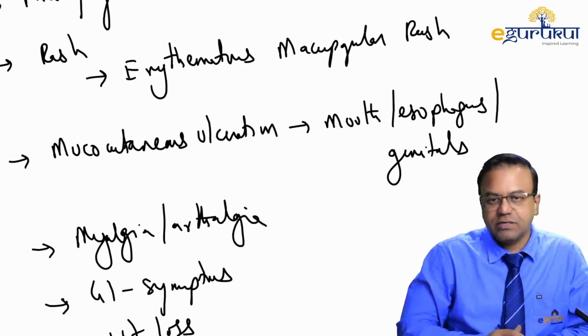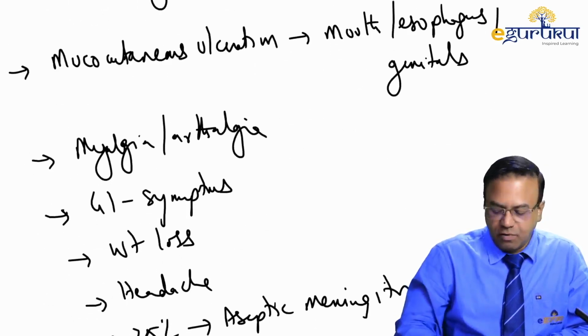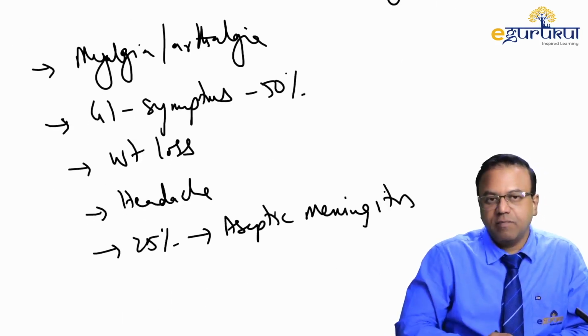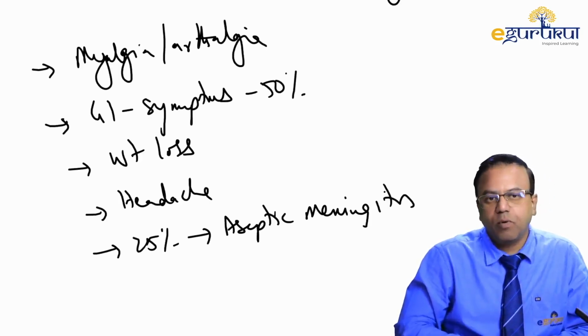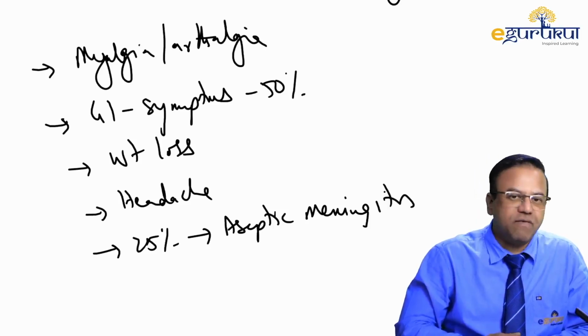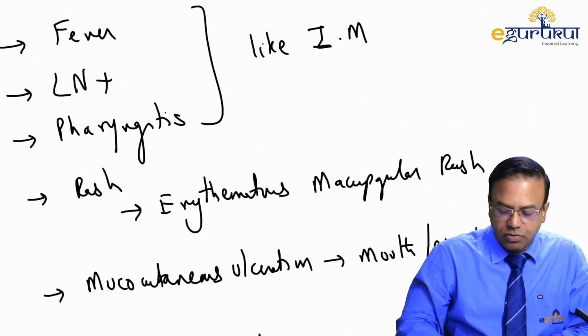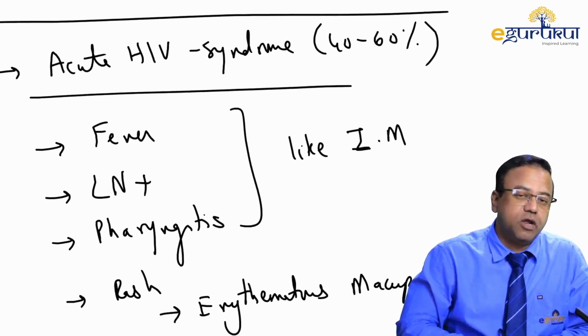You can get ulcerations in the mouth, esophagus, or genitals. Some non-specific myalgia and arthralgias can occur. About 50% of them can develop GI symptoms. Weight loss can occur in a significant number of patients. It's actually a common symptom in this viral problem. Headache can occur, and about 25% of them can develop aseptic meningitis. So these are all what constitute the acute HIV syndrome, and one should suspect the possibility of HIV.